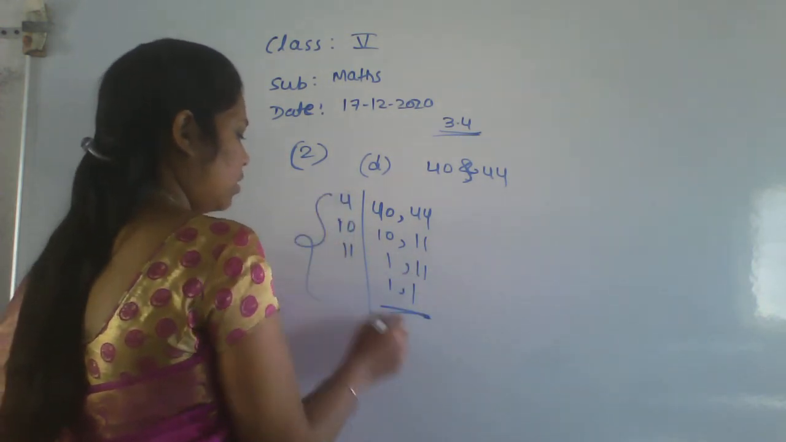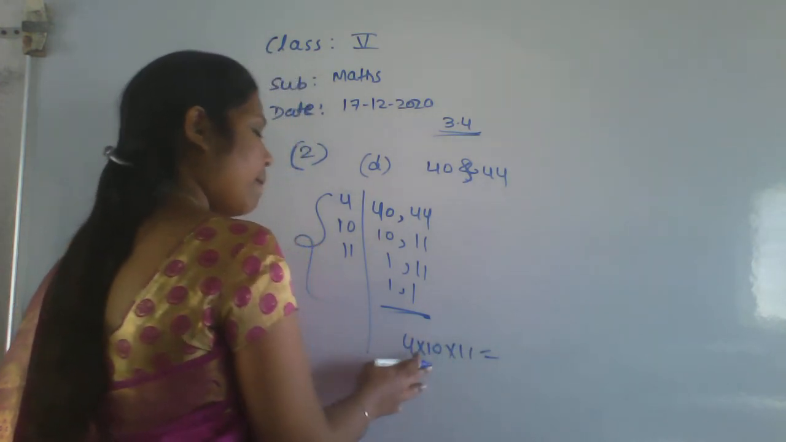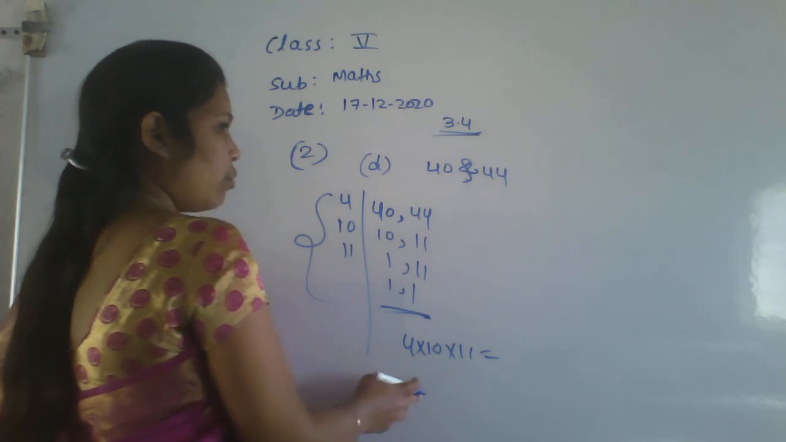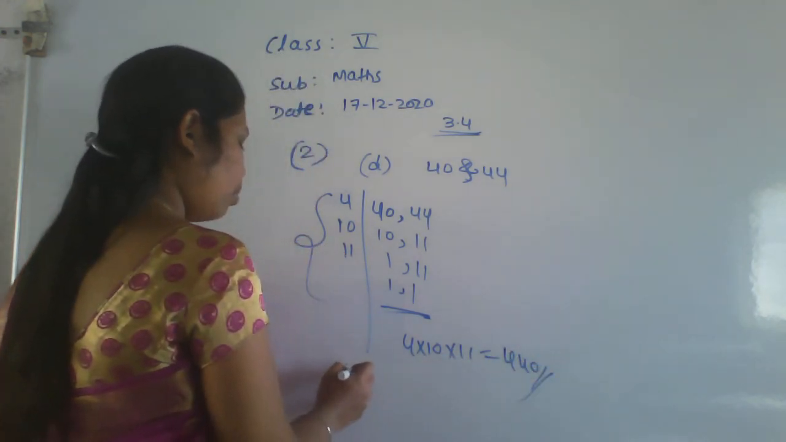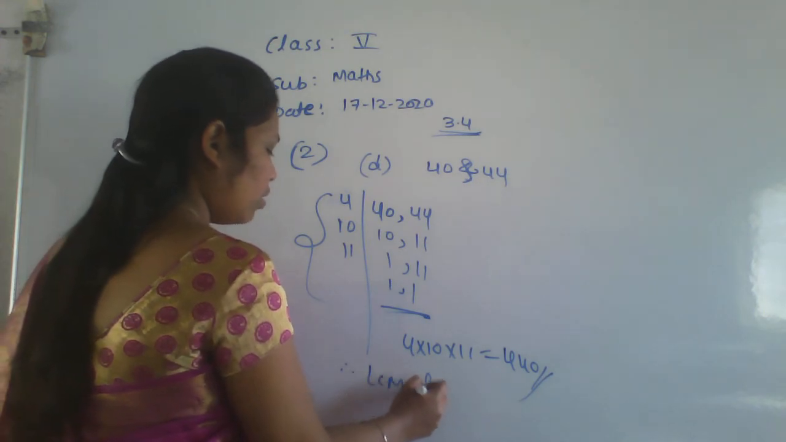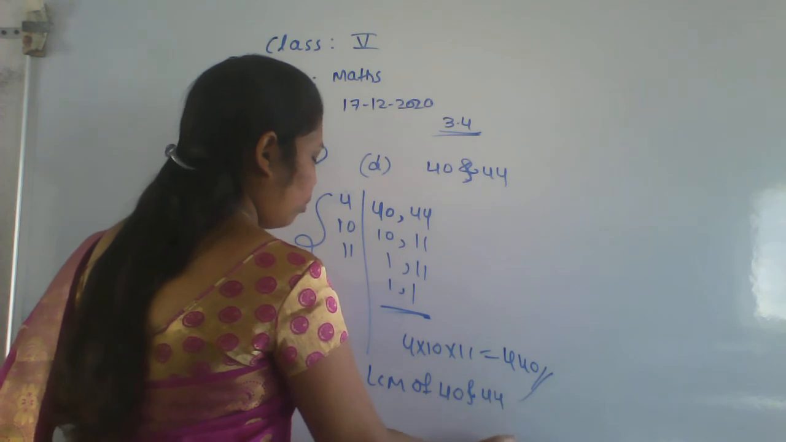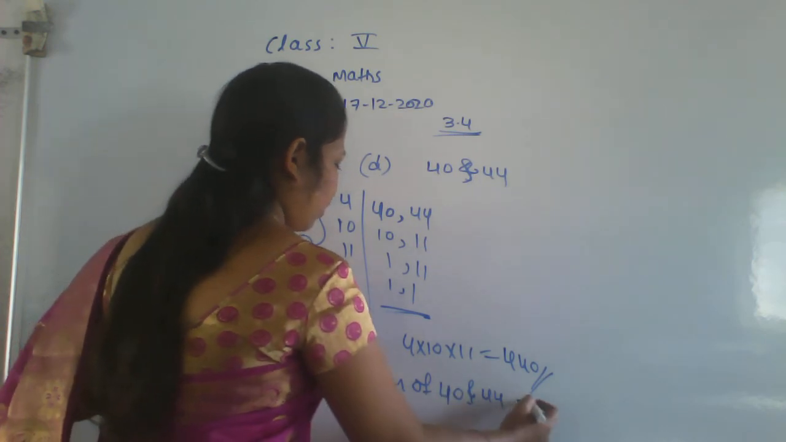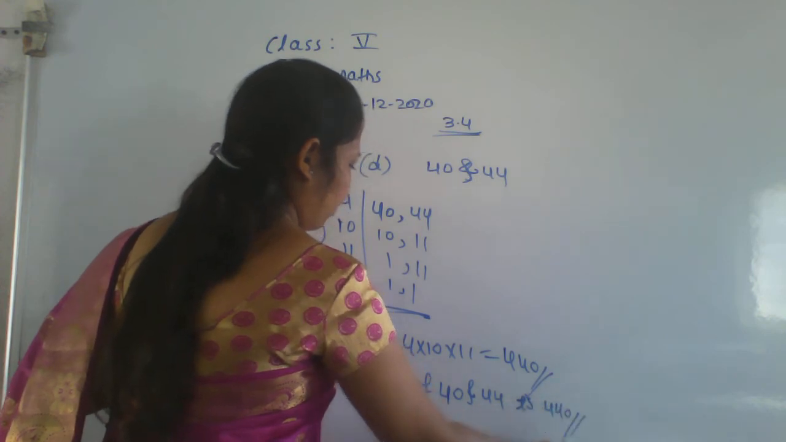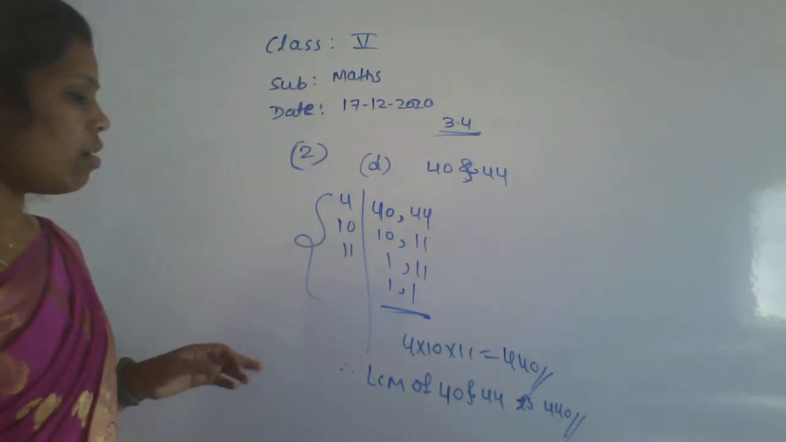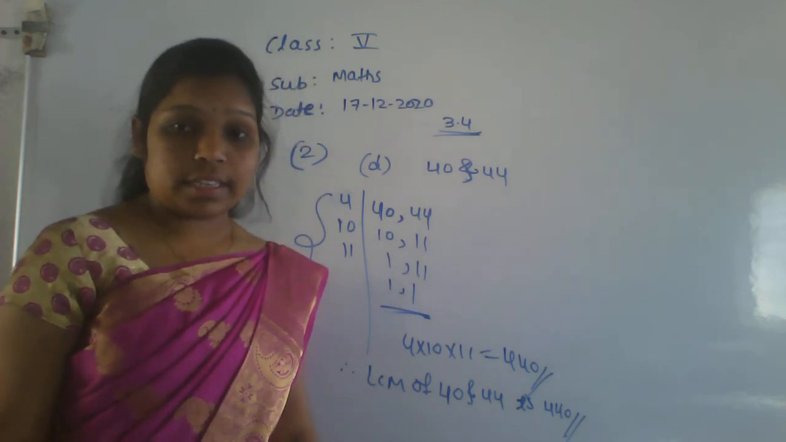So multiply these numbers. That is 4 into 10 into 11, that is 40 into 11, which is 440. Okay. So therefore the LCM of 40 and 44 is 440. That is the answer.